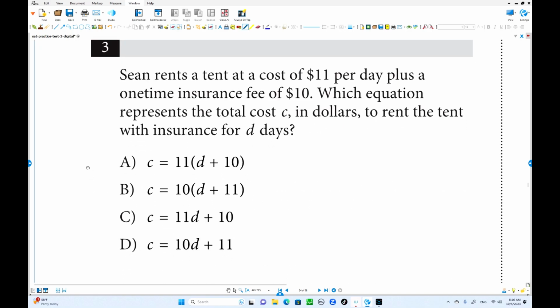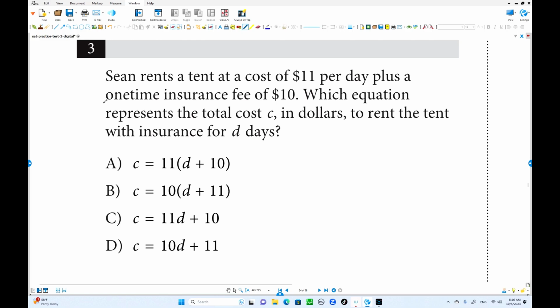This is number 3. The tent rental costs $11 per day. That's the rate. It depends on the number of days. Where is the number of days? D days. So you pay 11 times D dollars. But the one-time insurance fee is $10, so you have to pay $10 more. That is the total cost: 11D plus 10. Choice C over here.